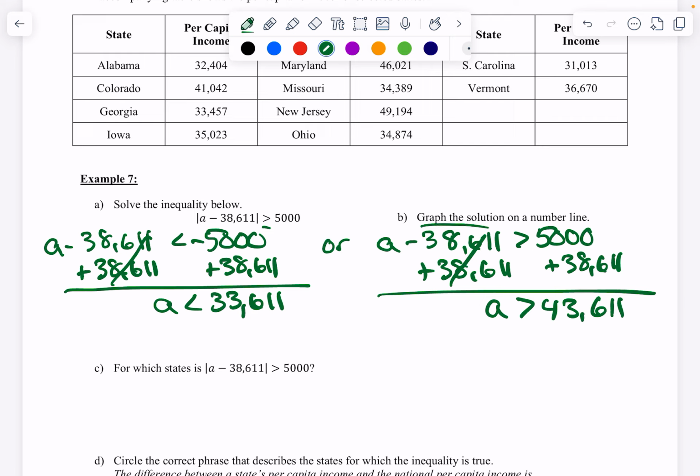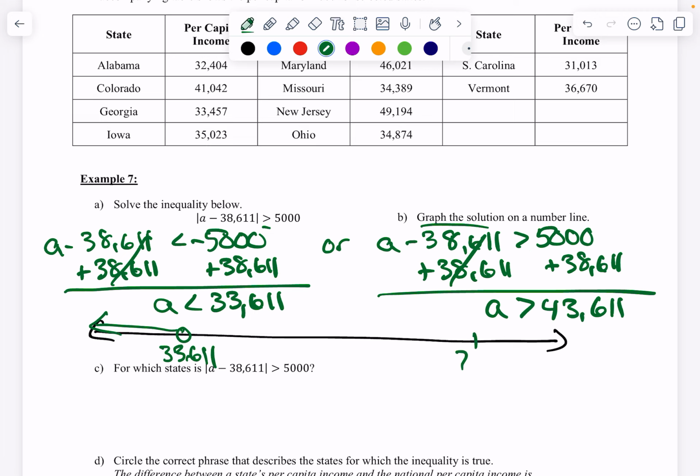Next, we need to graph the solution on a number line. So we have a number line here. And we're going to go ahead and do 33,611. It is not included, so it's somewhere over here, and it's going to the left. And then 43,611, greater than, so it's going to the right.